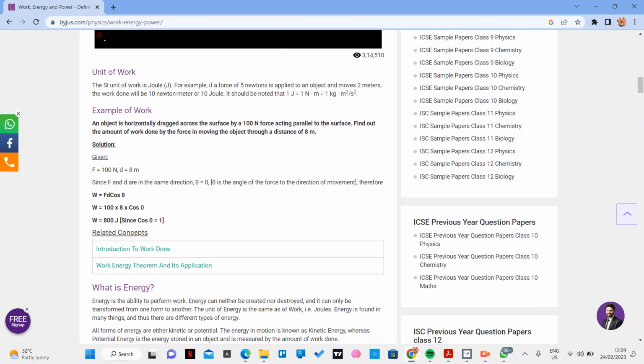Now the unit of work done is joules. The unit of work is joules. Force times parallel distance is joules. So the unit of work is joules. And the SI unit is kilogram meter squared per second squared.